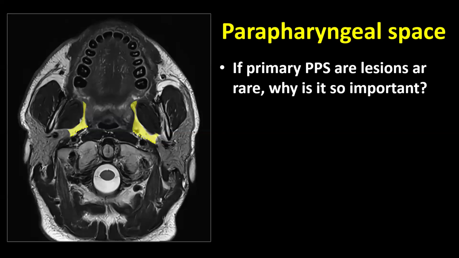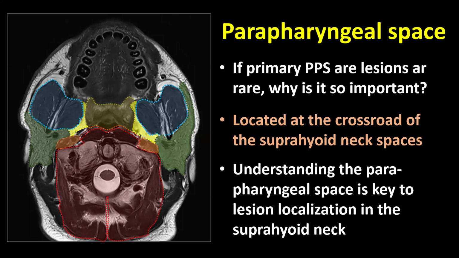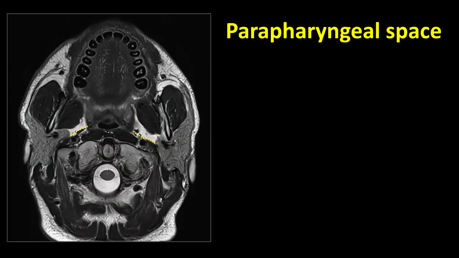Now, if primary parapharyngeal space lesions are so rare, why is this space so important? Well, just look at the rest of the neck spaces. Because the parapharyngeal space is basically located in the center of the suprahyoid neck between most of the other neck spaces. So, if you understand the parapharyngeal space, this will be key to localizing a large mass in the suprahyoid neck by analyzing the pattern of displacement of the parapharyngeal space.